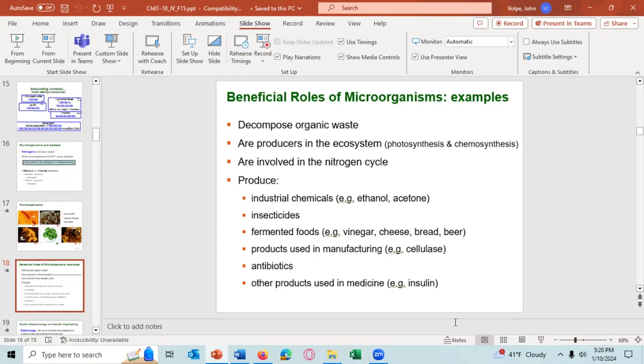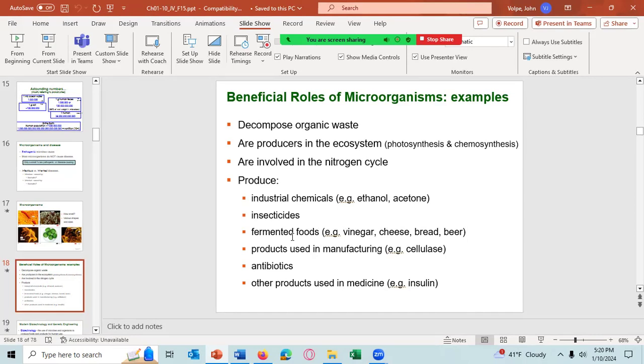Microbes are also used by humans to make various substances, like various industrial chemicals. We use microbes to make ethanol and acetone. We use microbes to make some insecticides. We use microbes to make fermented foods. All fermented foods are made by a microbe. It's the microbe that does the fermentation.